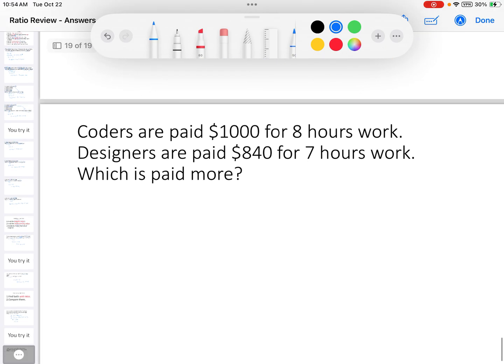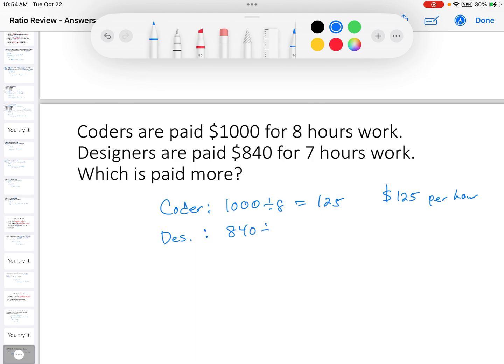You try it. Find both rates. Coder. 1,000 divided by 8 equals 125. So coders earn $125 per hour. Designer. 840 divided by 7 is 120, so designers earn $120 per hour.